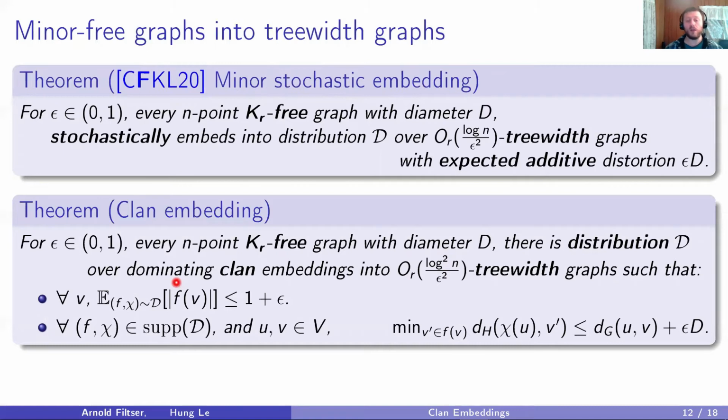So recall this is a one-to-many embedding. Each vertex goes to maybe a subset of vertices, and the expected size of every clan is almost 1 plus epsilon. The second property is the worst case distortion guarantee, and specifically for every clan embedding in the support, which is a pair of a one-to-many embedding and a choice of chiefs, and every pair of vertices U and V, the minimum distance between a copy of V and the chief of U will be at most the original distance plus an additive factor of epsilon d.